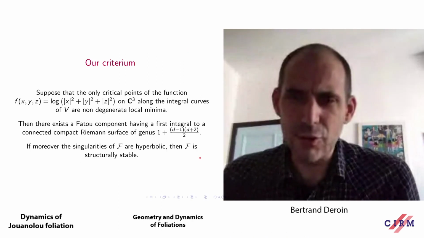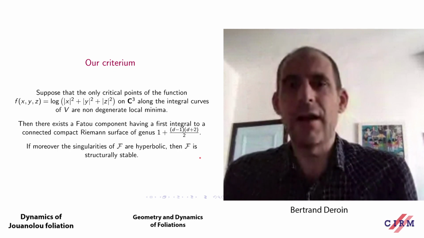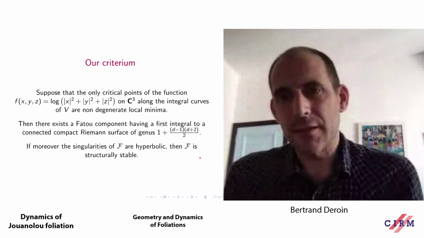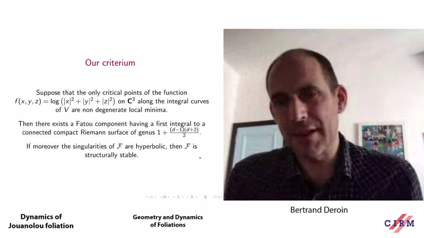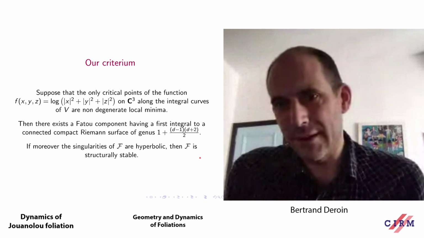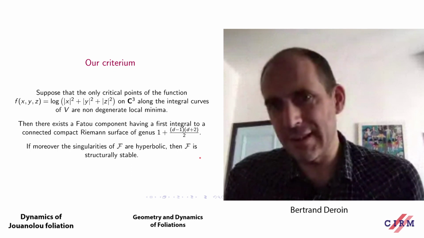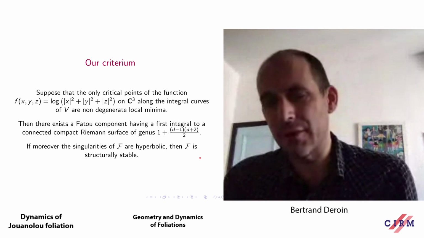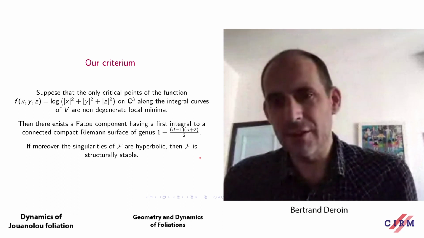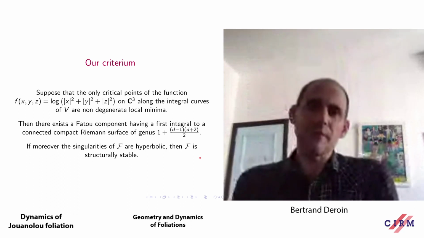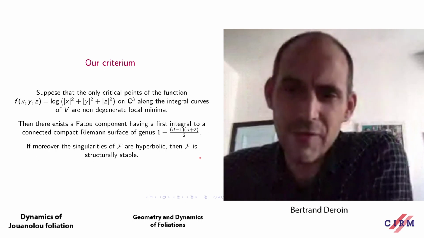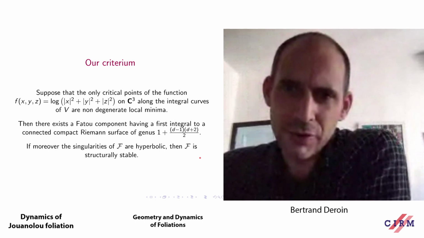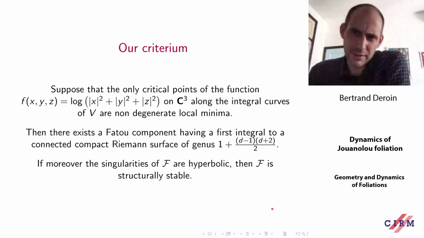The existence of this Fatou component is already some evidence of the structural stability, because of course this criterion, the existence of such a function, is invariant by small perturbation. So if you get one Fatou component for the original foliation, you will also get a Fatou component for the perturbed foliation, and this can give you a flavor of why we have structural stability for foliations satisfying this criterion.